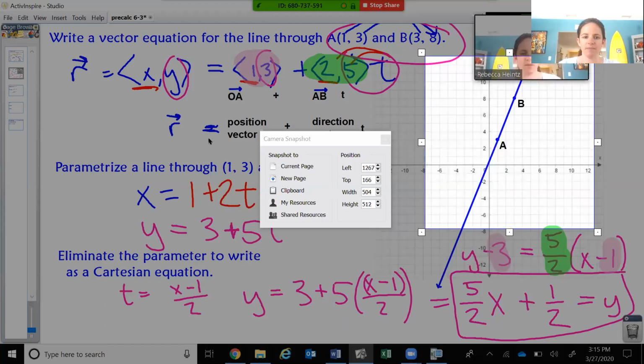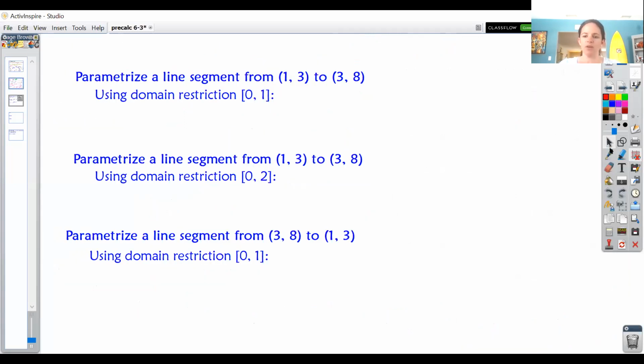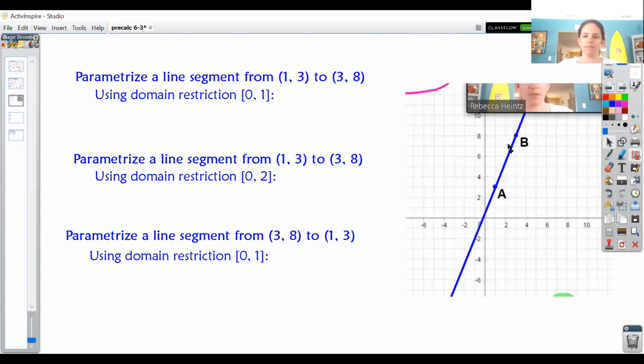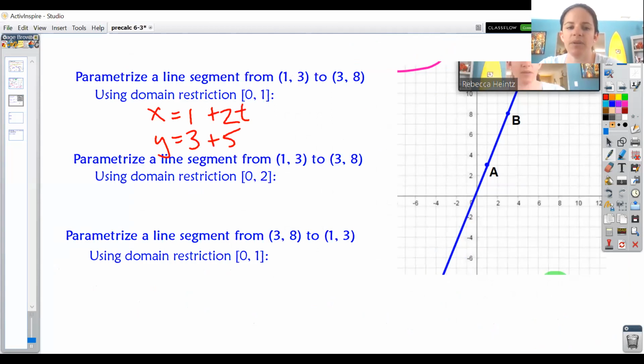So if I say, what if I only want the line segment from 1,3 to 3,8? And I am given a domain that I want to use. So notice with the parameterization that I had, x and y, I stuck the fixed point in there, and then I said x would need to go forward 2 to get to the other point, and y would need to go up 5 to get to the other point.